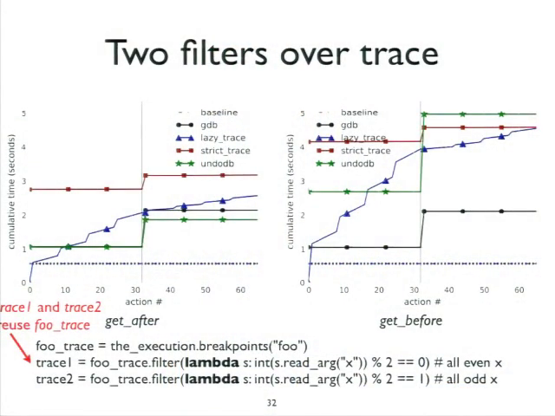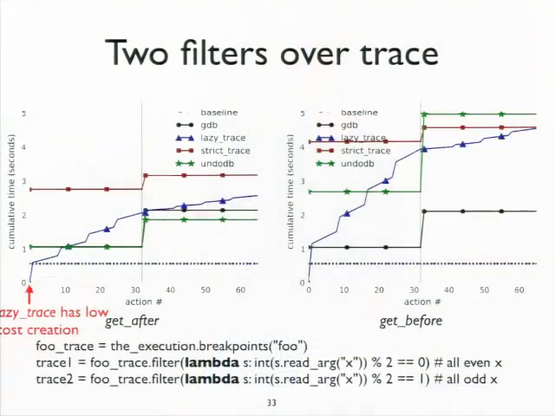So lazy trace has a low trace creation cost. Basically, it is costing you essentially 0 here. Notice that the time of creating it is basically nothing, because nothing has happened. Now, on the first query, all of a sudden, we're going to pay this cost to start up GDB and run it. And we're going to eventually work our way over here, materializing all of the events.